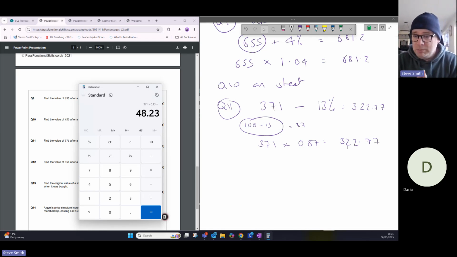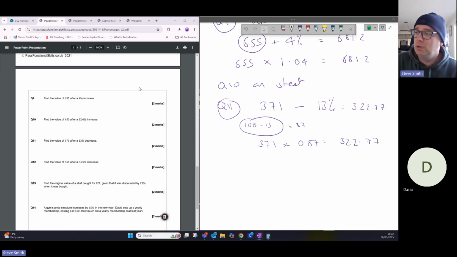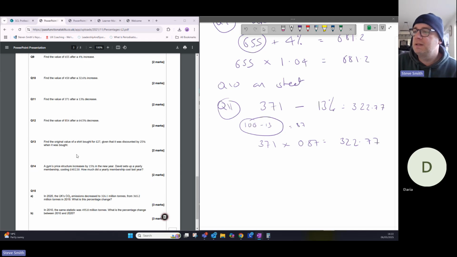Use a calculator with the percentage button on, just follow the rules. Without a percentage button, take the amount you are taking off, 100, and times it by the amount that's left. Or find out what the percentage is and just subtract it from the actual amount. So that would give us 11 and 12, decrease.